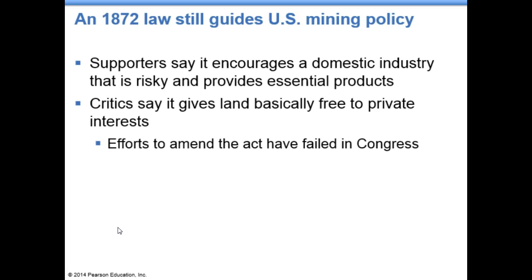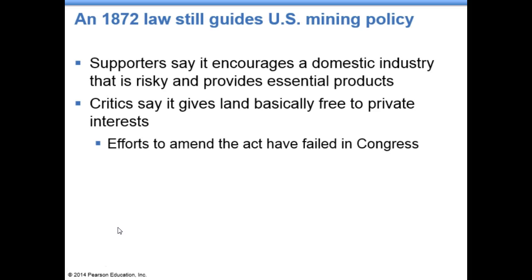The law, they thought, made good sense, but the United States has changed a great deal since then, and many question if the law is suitable for today's nation. The supporters say it's appropriate and desirable to continue to encourage a domestic mining industry. They reason that you have to take a substantial financial risk and invest in local resources and find those resources because they're vital to the economy.